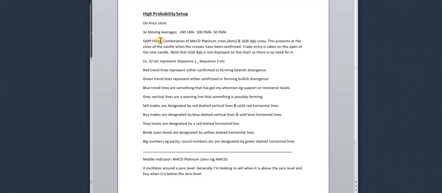So three moving averages, then the QMP filter, you can read all this. Red trend lines, green trend lines, blue, grey vertical lines, sell trades, how they're designated, buy trades, how they're designated, stop losses, break even, big numbers, etc. And the bottom indicator, zero lag MACD or MACD Platinum. It's pretty straightforward. Let's get into the charts and have a look.